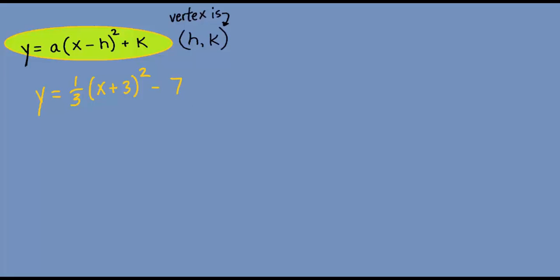Let's change the way that thing looks. And the way we're going to do that is we're going to multiply x plus 3 times itself, because that's what that square is telling us. It's saying take x plus 3 and multiply it by itself. So here we go.